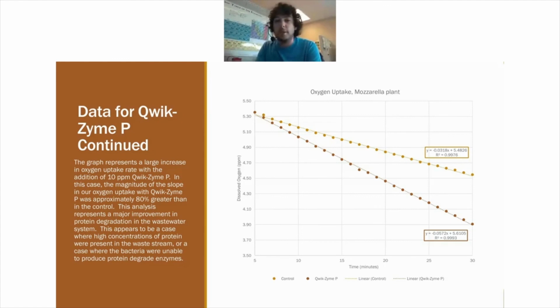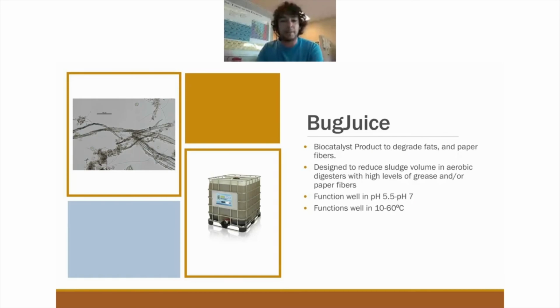It's a little hard to predict exactly how these will work in a system, but if you see something like an 80%, that's a very promising case: your system is obviously having trouble degrading proteins, and clearly the addition of something like Quiczyme P is able to speed that up.